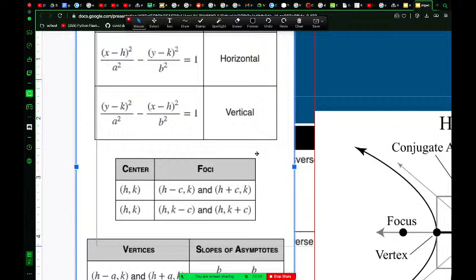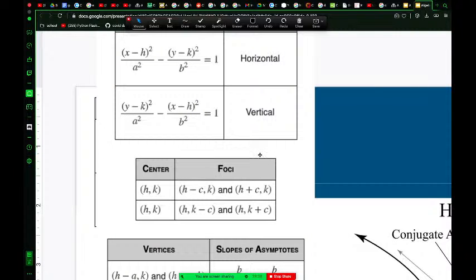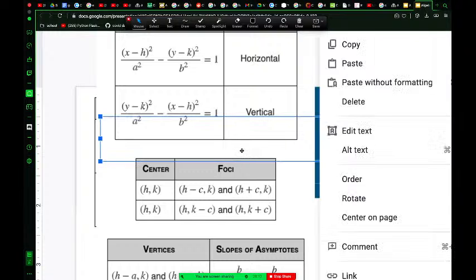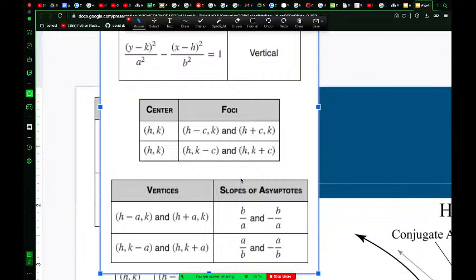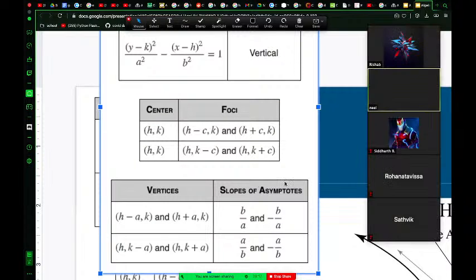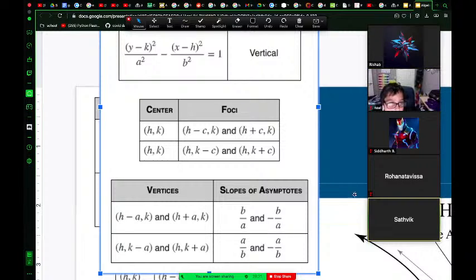Oops. Wait, can you guys see me? No. Okay. Wait, I think so. I don't know. No, I don't think so. Okay, can you see me now? Yes, we can. Okay.